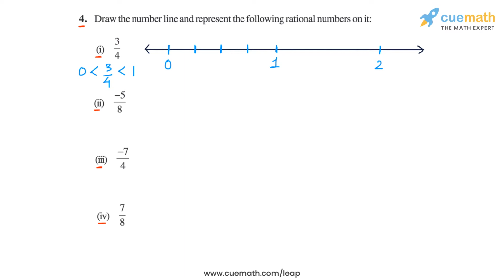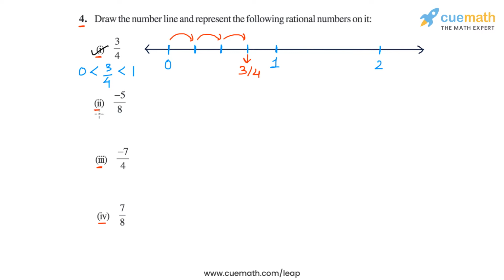So starting from 0, if we now make 3 jumps of 1 by 4 to the right, like this, then this point here represents the rational number 3 by 4. So this is how you can represent 3 by 4 on the number line. So this completes part 1.